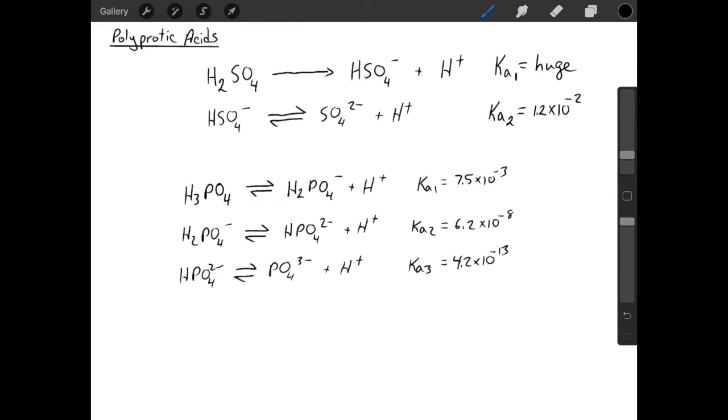And this trend is always going to be true for polyprotic acids. The first proton is always going to be easiest to remove, so its Ka will always be the largest. And then subsequent Kas will get smaller and smaller because the protons will be harder to remove.